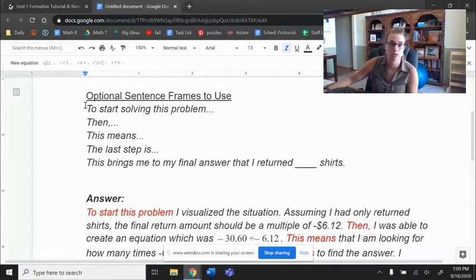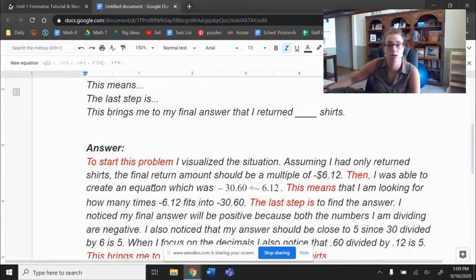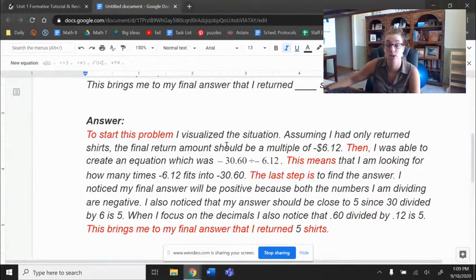I start with the first sentence. To start solving this problem, I visualized the situation. Assuming I had only returned shirts, the final return amount should be a multiple of negative $6.12. Now, someone may just have this sentence and then jump to "then" as their next sentence. That's okay. That's why everyone's response will still look different. There's different ways to use these sentence frames.